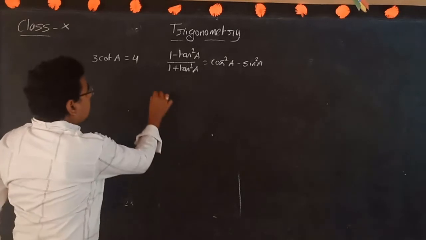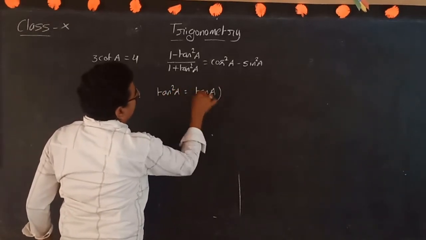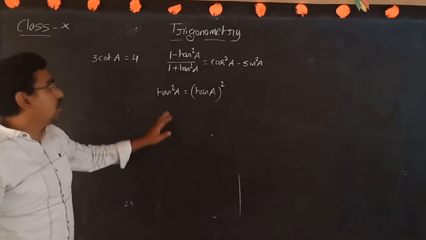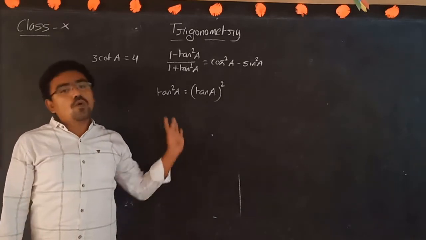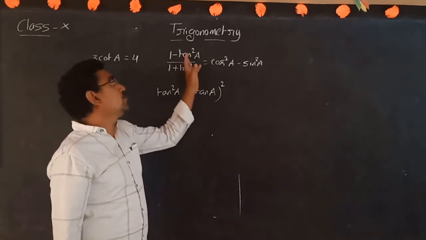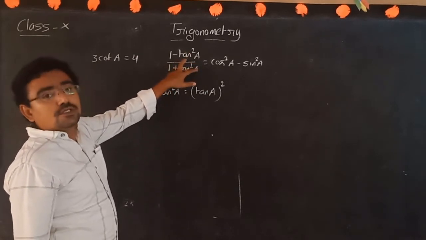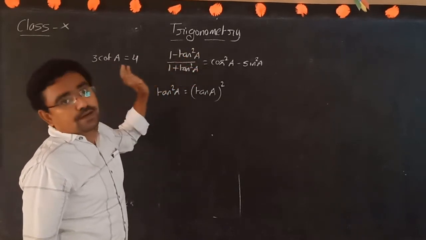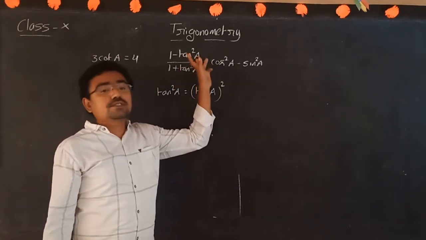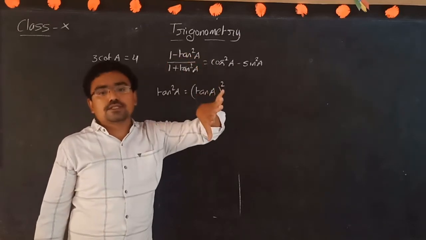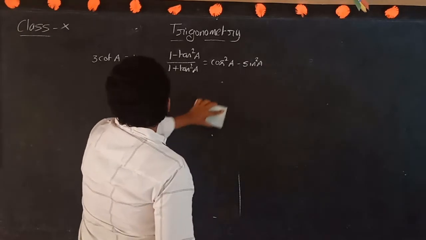So here, tan square A means tan A whole square. In trigonometry, tan square A means tan A whole square. Don't confuse. Simply, when we know the tan A value, we write it in place of tan A and take the whole square. For example, if you get the tan A value as 4 by 3, then tan square A means 4 by 3 whole square. Here we know 3 cot A equals 4 is given.